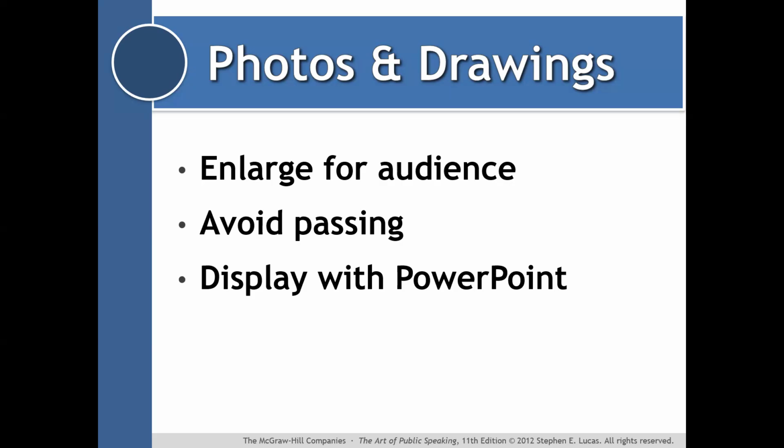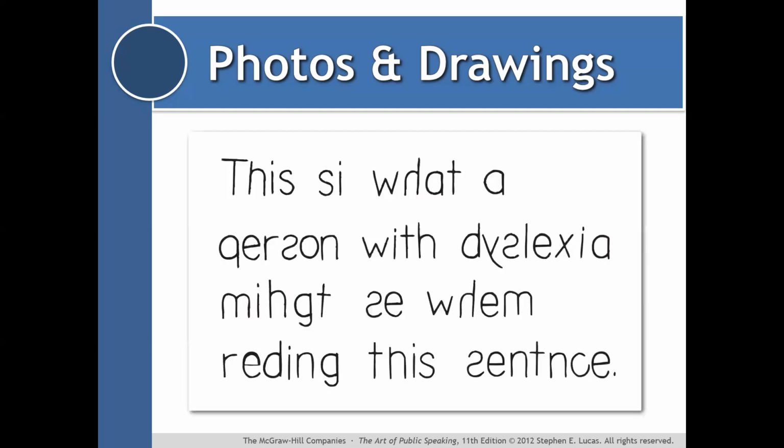Because if we pass them around in a physical classroom, people are distracted. They're visual learners. They're going to look at where the movement is. They're going to be waiting for their turn to get it. They're going to be watching everybody else whose turn it is. And they're not going to be listening to you. So instead of supporting your speech, it's dominating your speech and taking the focus. So you don't want to pass visual aids around. You want to enlarge them for your audience and display it on an overhead with a PowerPoint, ideally, because that's a nice, clean way to show them.